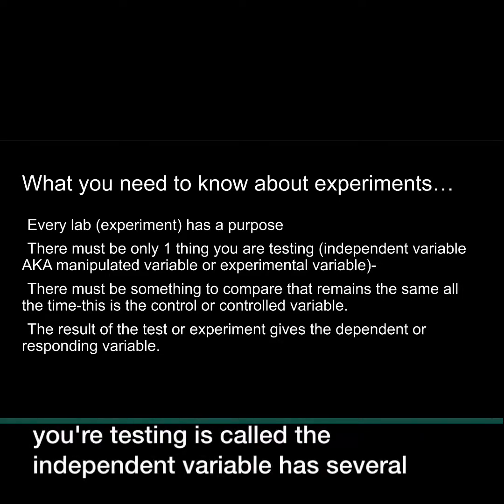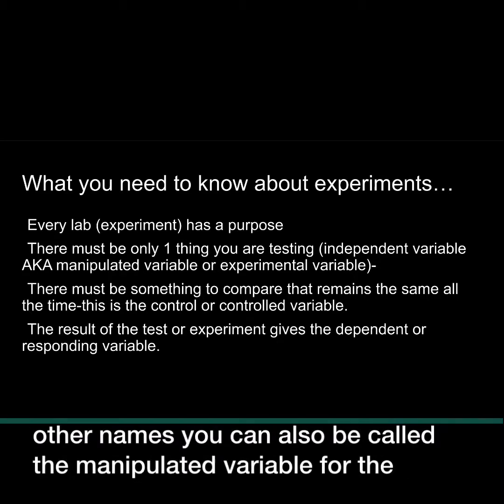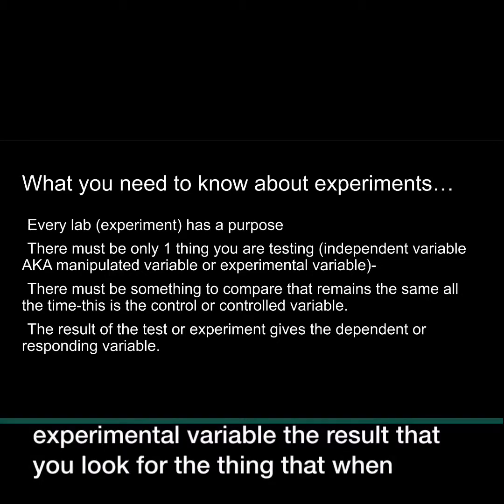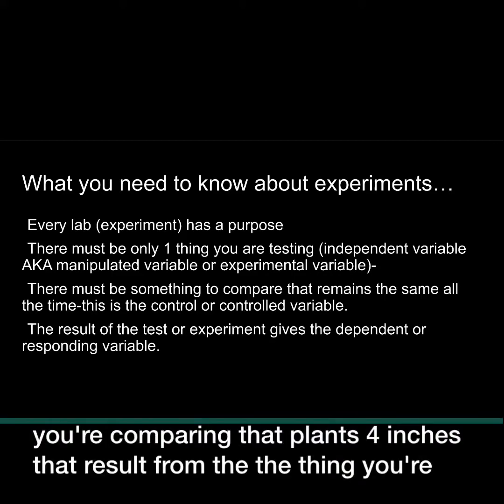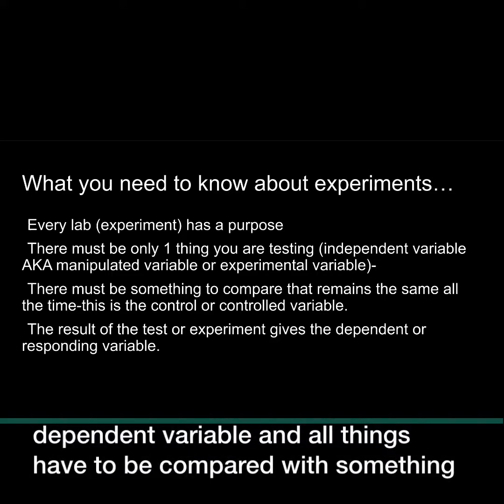That one thing you're testing is called the independent variable. It has several other names. It can also be called the manipulated variable or the experimental variable. The result that you look for, when you're comparing that plant and you're saying, okay, that grew 2 inches, that grew 4 inches, that result from the thing you're testing, the thing you're observing, is your responding or dependent variable.